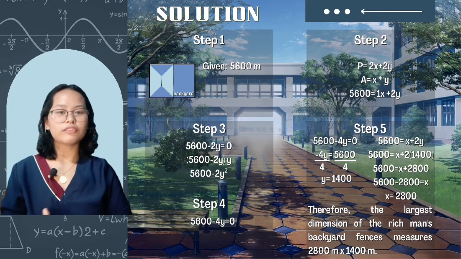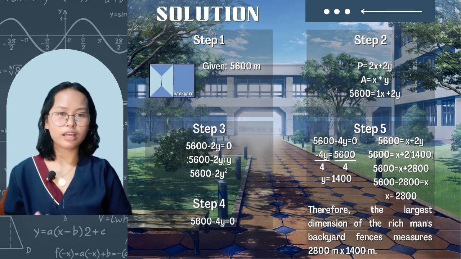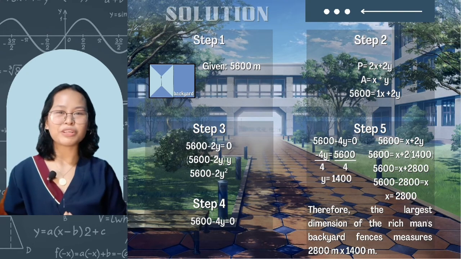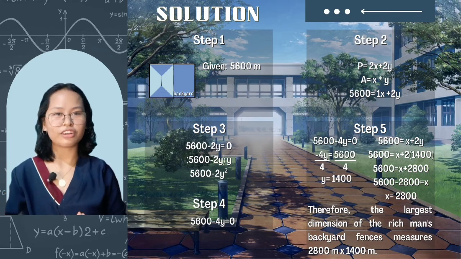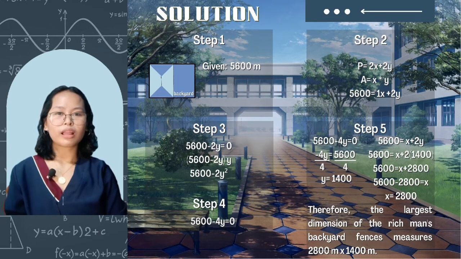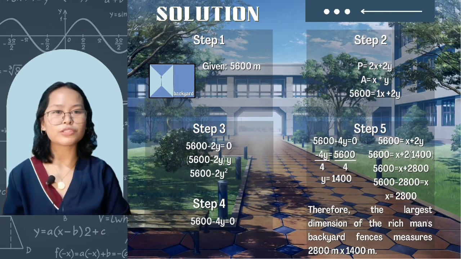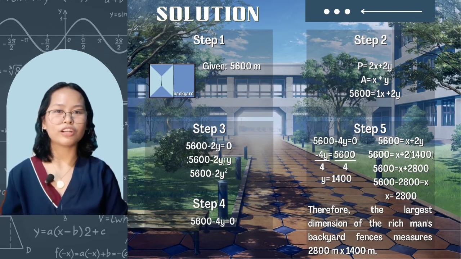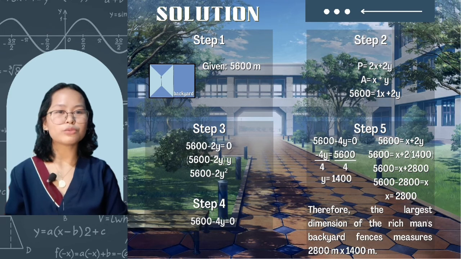2 times 1,400 is equal to 2,800. x plus 2,800 is equal to 5,600. We now have the chance to find the value of x by transposing the numbers to the other side. From x plus 2,800 is equal to 5,600, x is equal to 5,600 minus 2,800, having a difference of 2,800. Our y has a value of 1,400 meters and x is 2,800 meters. Therefore, the largest dimension of the rich man's backyard fences measures 2,800 meters by 1,400 meters.